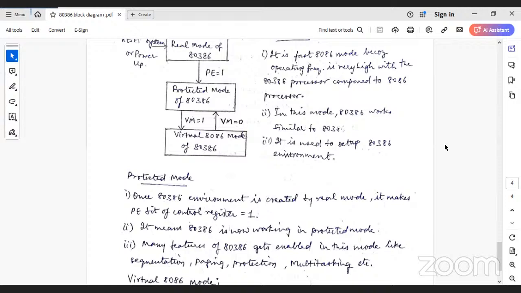Ma'am, 3 questions are repeated. Multiply two 16-bit numbers, select the largest number, and addition and subtraction. 4 are repeated. Last time, which one has come? The sum of a series of 5 8-bit numbers. This I told in class. The sum of a series of 5 8-bit numbers, if you remember. I remember very well, but I don't know about you.